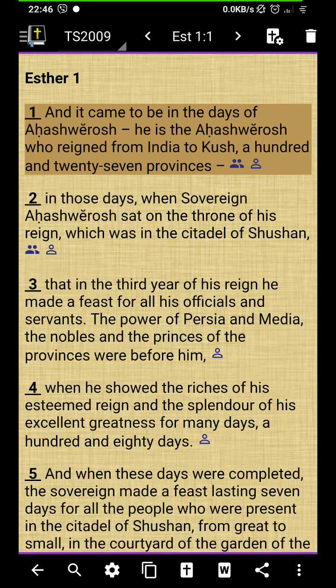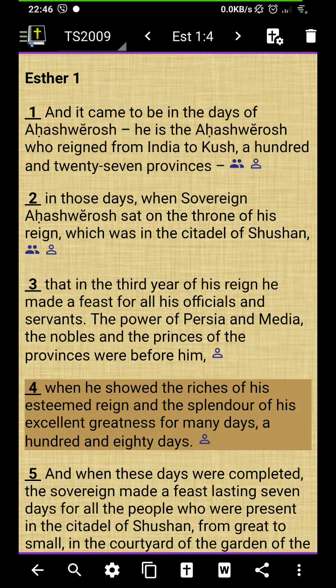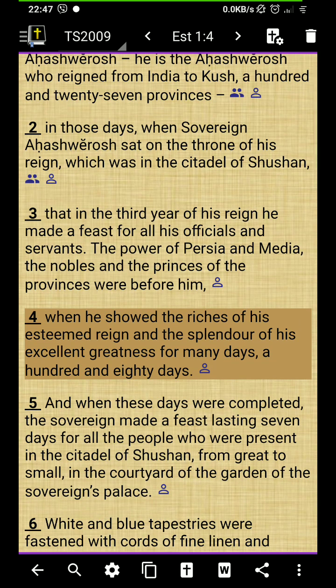So it says again, in verse 4, for many days, 180 days. So the feast, yeah, it's talking about the feast. It lasted for 180 days, which is exactly half of the year, 6 months.